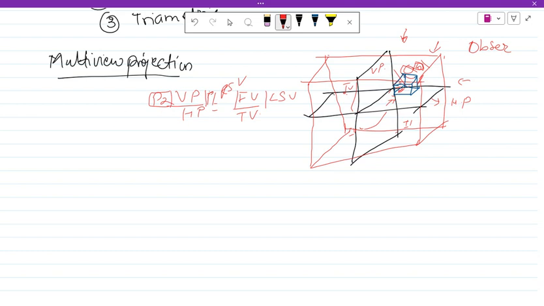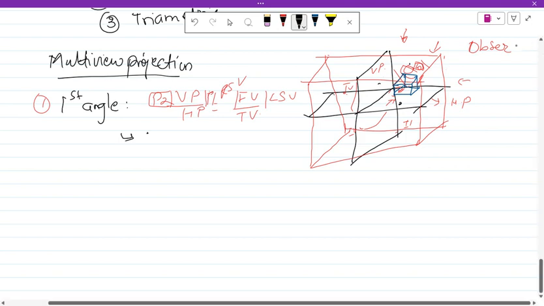So this is known as first angle projection, because the object is placed in the first quadrant, and the projection is done in the corresponding planes, this plane, this plane, and this outer plane. So in first angle, the object lies between the plane and the observer. The observer is here, the plane is here. The object is between plane and observer, and it won't affect us if the plane is opaque.